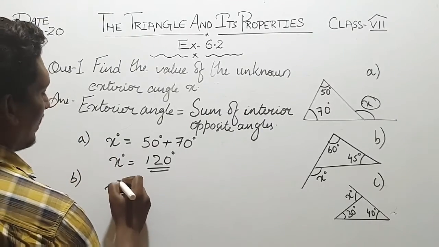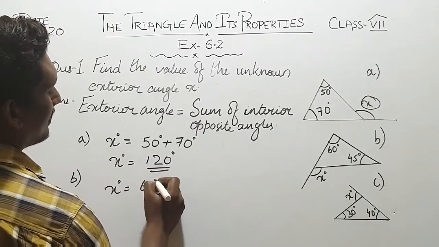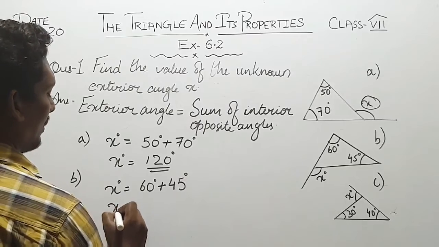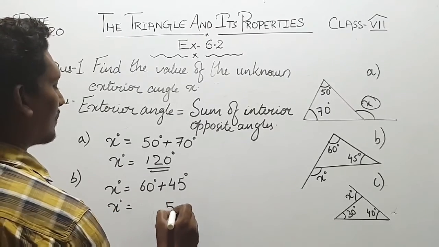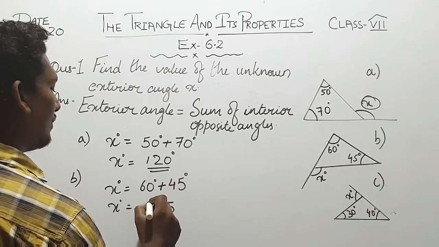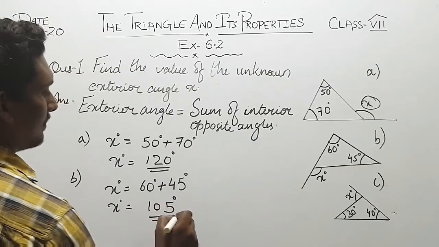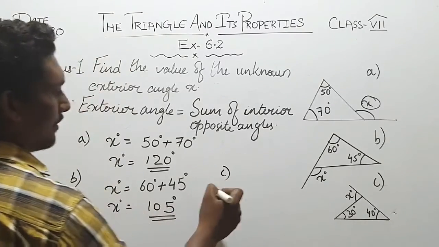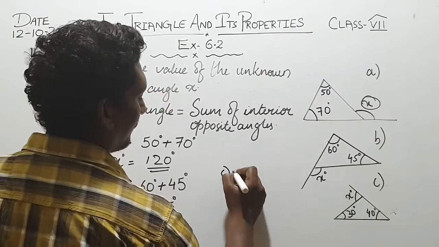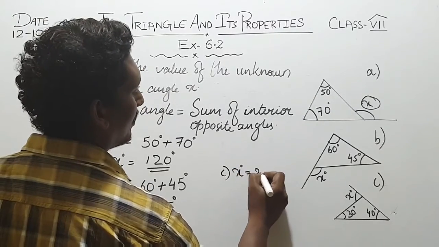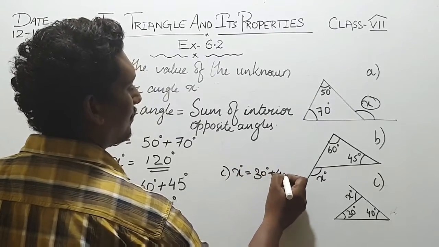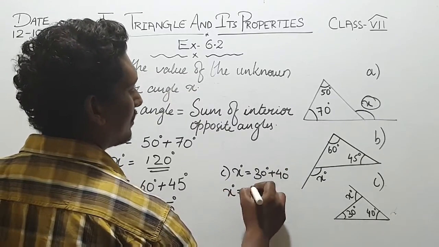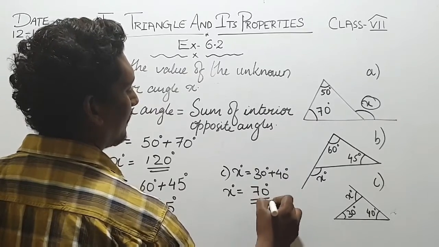Same way, come to B. Then also x degree is equal to 60 plus 45. So x is equal to 105 degree. Now come to the third part, that is C. I am writing this side. Same, x degree is equal to 30 degree plus 40 degree. So x is equal to how much? 70 degree.